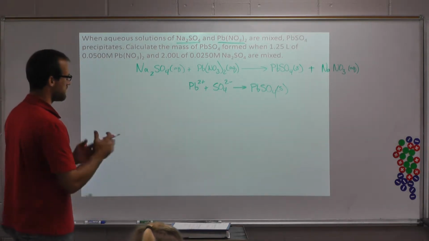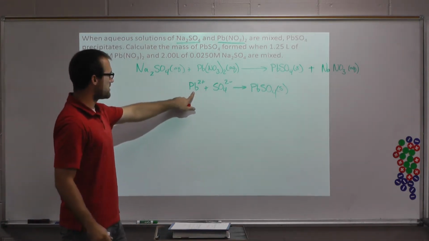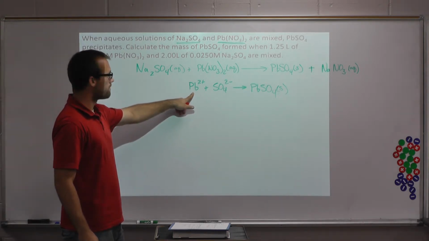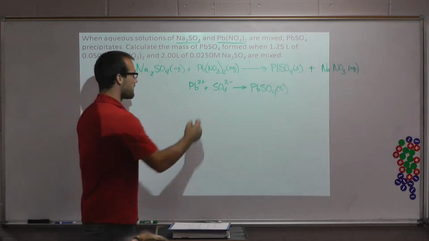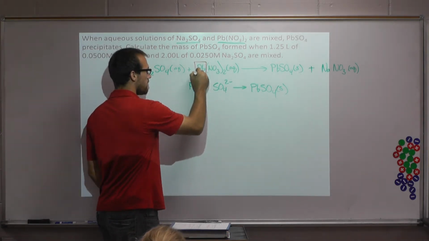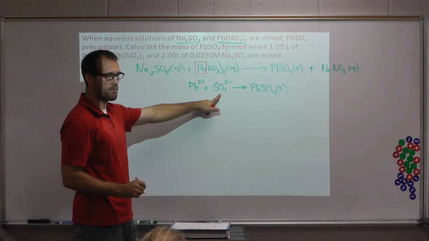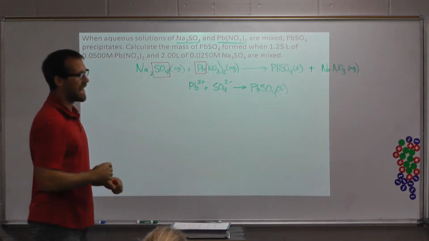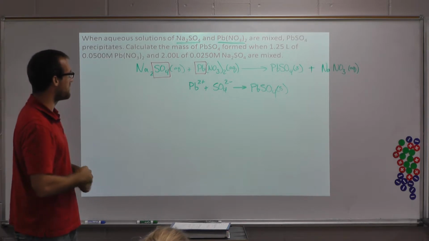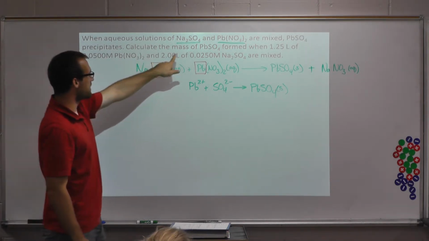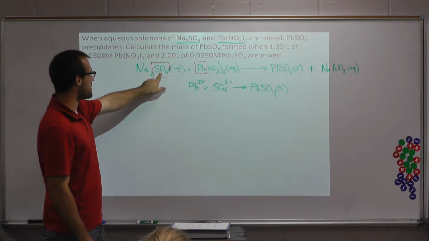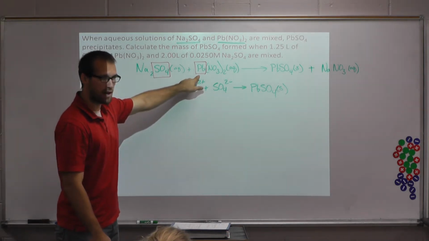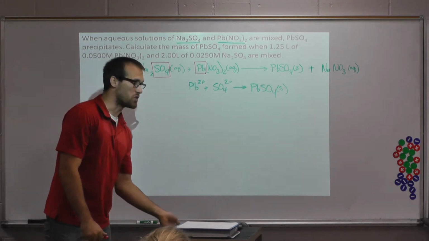Now I want to make something very, very clear. Where does the lead come from? The lead nitrate, yes. Where does the sulfate come from? The sodium sulfate. So what I have to do is look at the information they gave me and figure out how many moles of sodium sulfate, or sulfate, I have, and how many moles of lead I have. So we're going to do that.